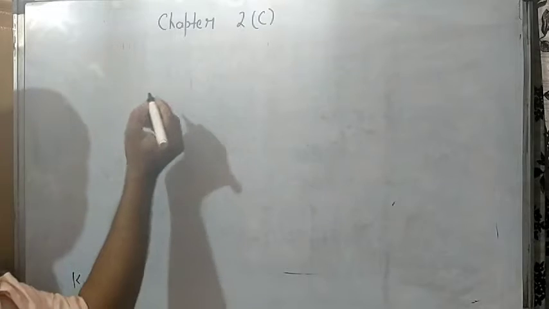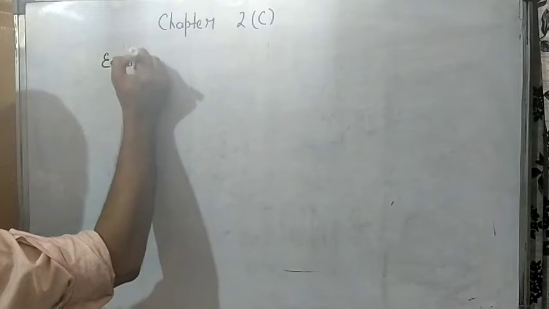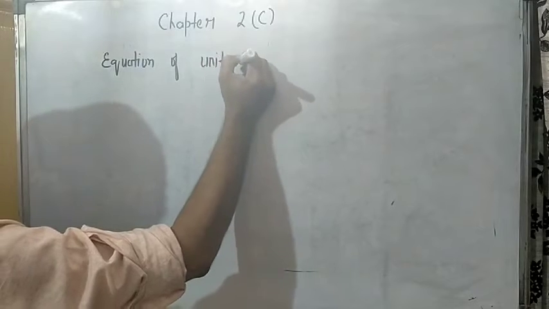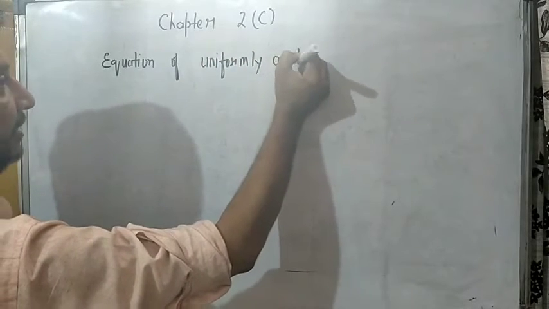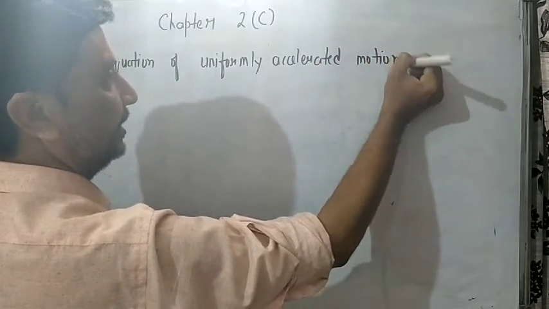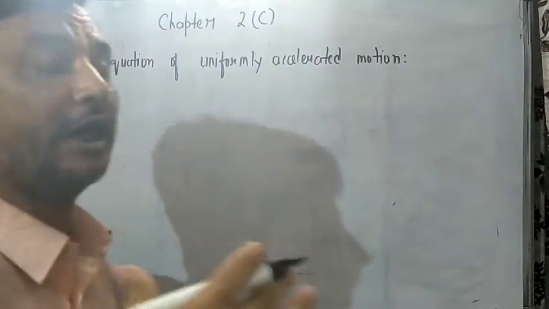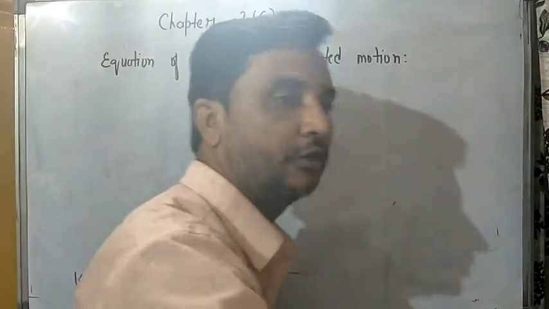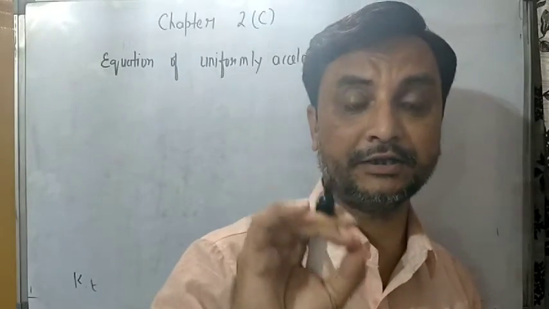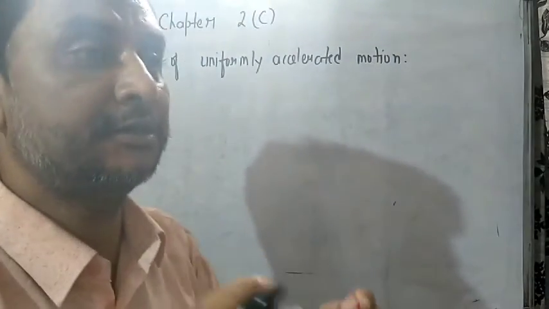Firstly, you must know the equations of uniformly accelerated motion. Uniformly accelerated motion simply means that in the entire journey, the acceleration of the object will remain constant. Once again I am going to repeat: in the entire journey, the acceleration acting on the object or body is constant.